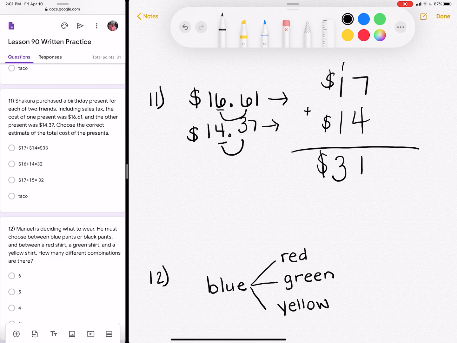So you need to find the answer that says 17 plus 14 is 31. I don't know why that is not an option. So on number 11, choose the one that says 17 plus 14. I don't know why that answer is wrong.